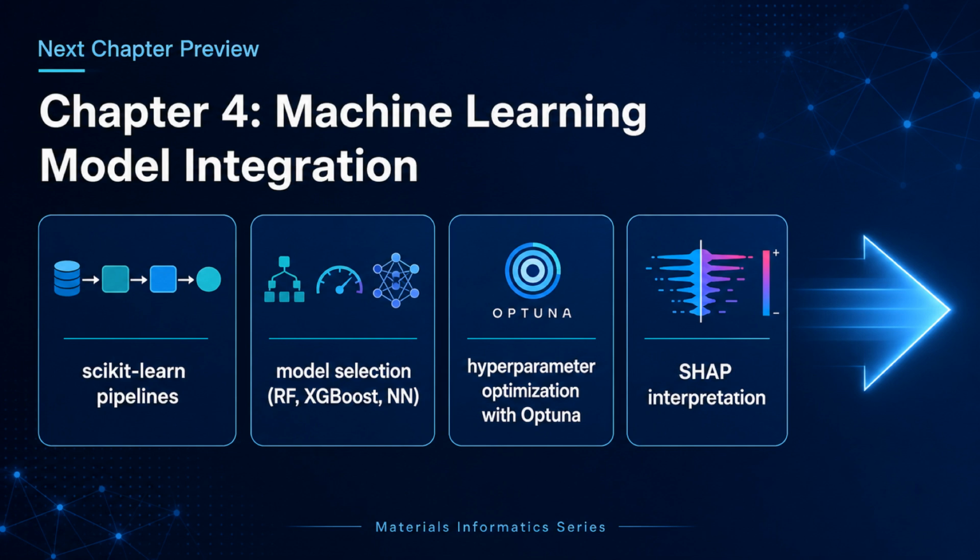In Chapter 4, we'll integrate composition features with machine learning models. We'll build scikit-learn pipelines for end-to-end workflows. We'll compare models including random forest, XGBoost, and neural networks. We'll optimize hyperparameters using Optuna. Finally, we'll interpret predictions using SHAP values for physically meaningful insights.